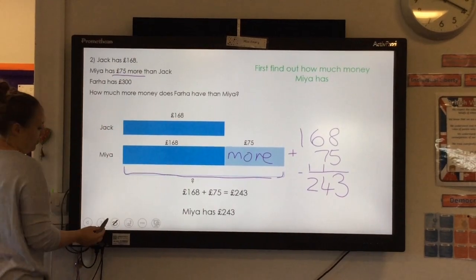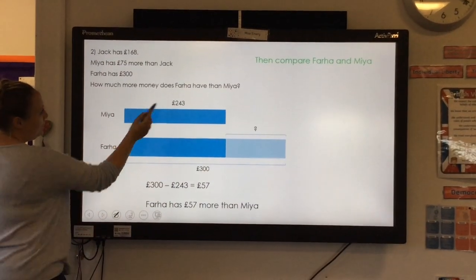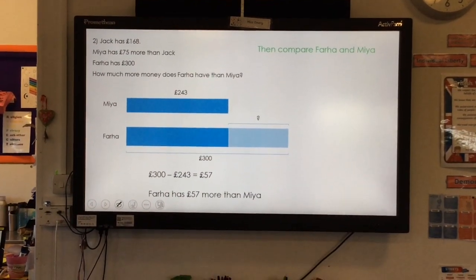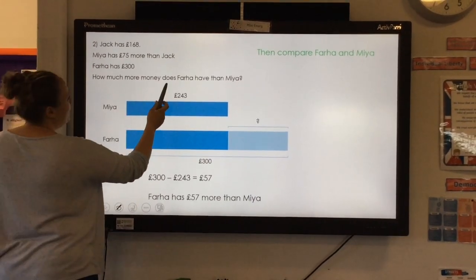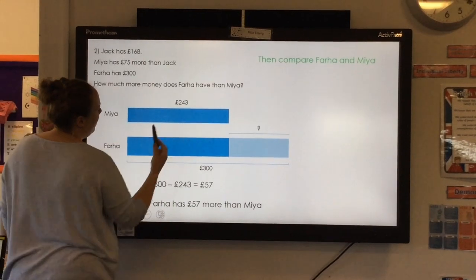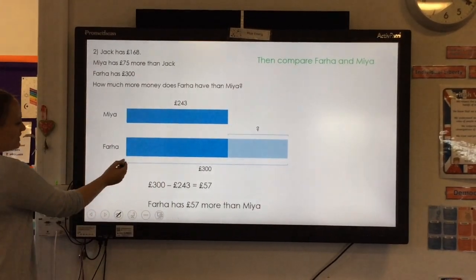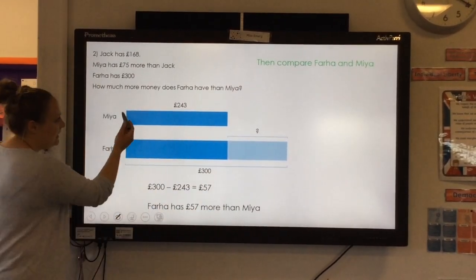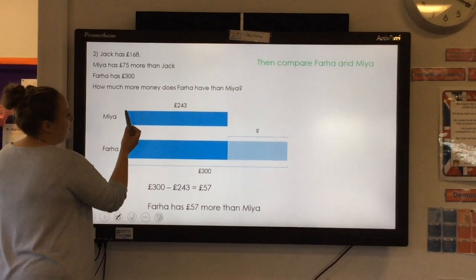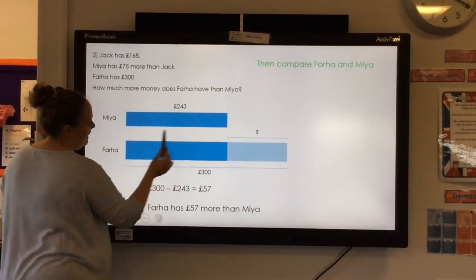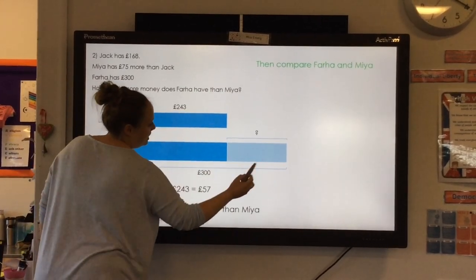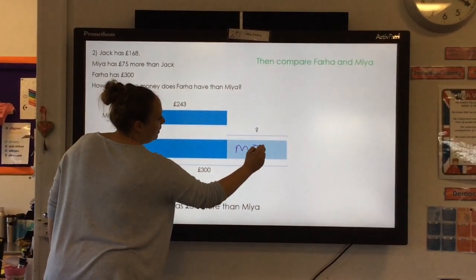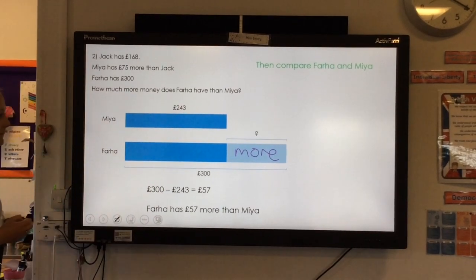Now we can go back to our problem. With Maya having 243 pounds, we can now compare and work out how much more money Farah has than Maya. We know that Farah has 300 pounds. Now again we can draw our bars. So Maya's 243 is represented here as well. That is the same. And this section shows how much more money she has.